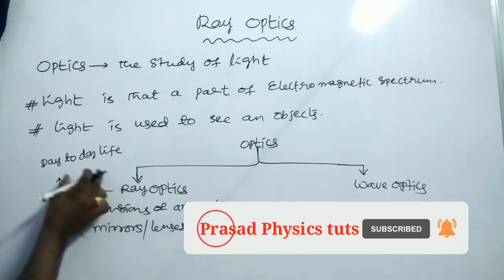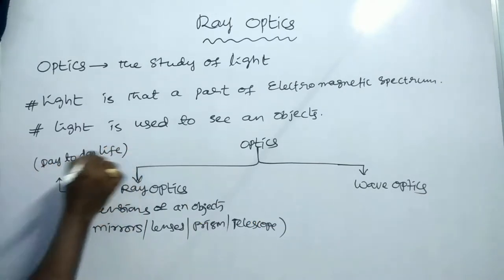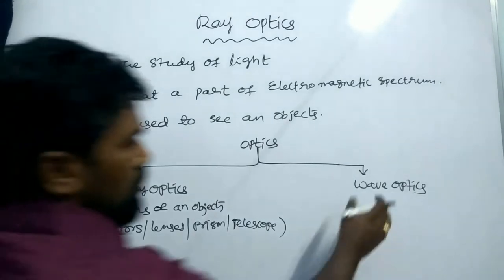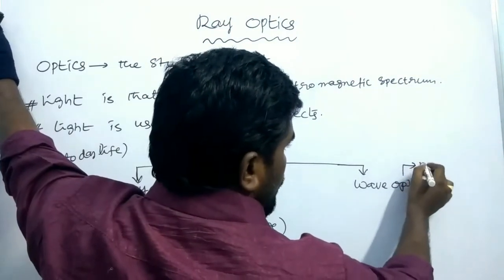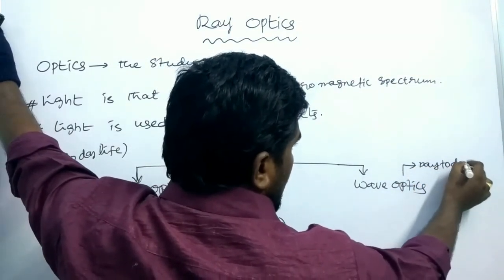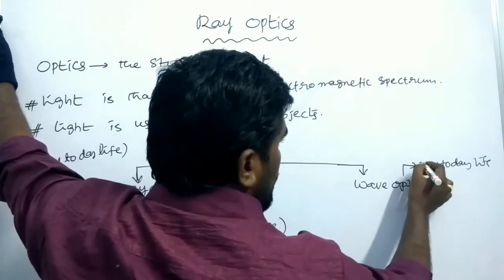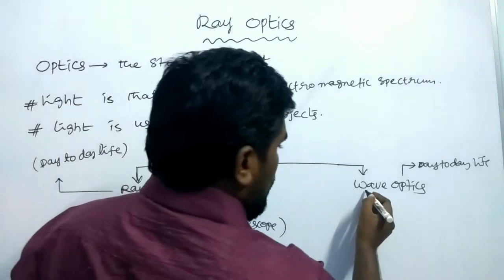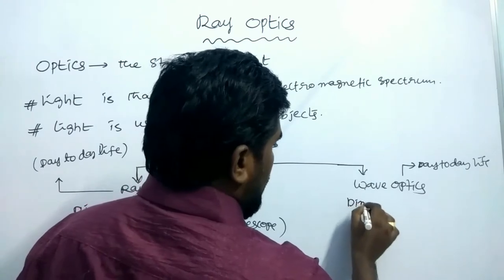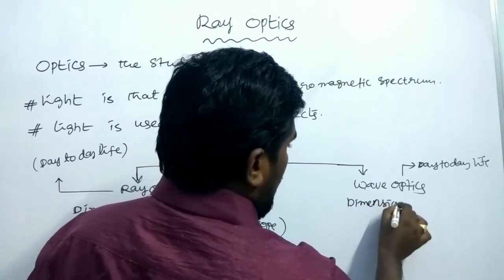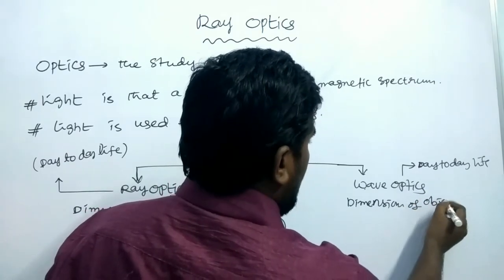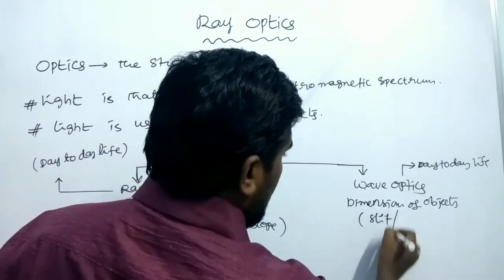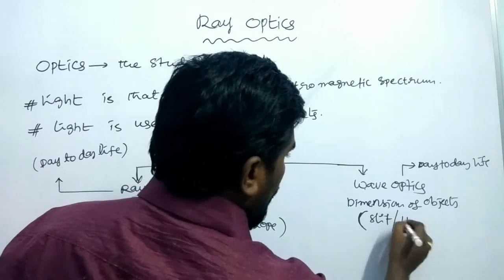Ray optics discusses the phenomena happening in our day to day life. Of course wave optics phenomena are also in our day to day life, but it is impossible to see them with the naked eye. The dimensions of objects in wave optics are slits or holes.